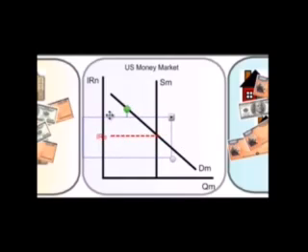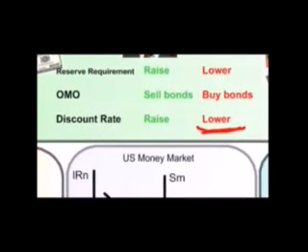Reducing the discount rate makes it cheaper for banks to borrow money from the Federal Reserve, which makes it cheaper for households to borrow money from banks. So the discount rate, again, is the interest rate charged by the Fed for loans to commercial banks. On the other side, if the Federal Reserve wished to decrease the money supply, they could simply raise the discount rate. Now, this would obviously make it more expensive for commercial banks to borrow from the Fed.